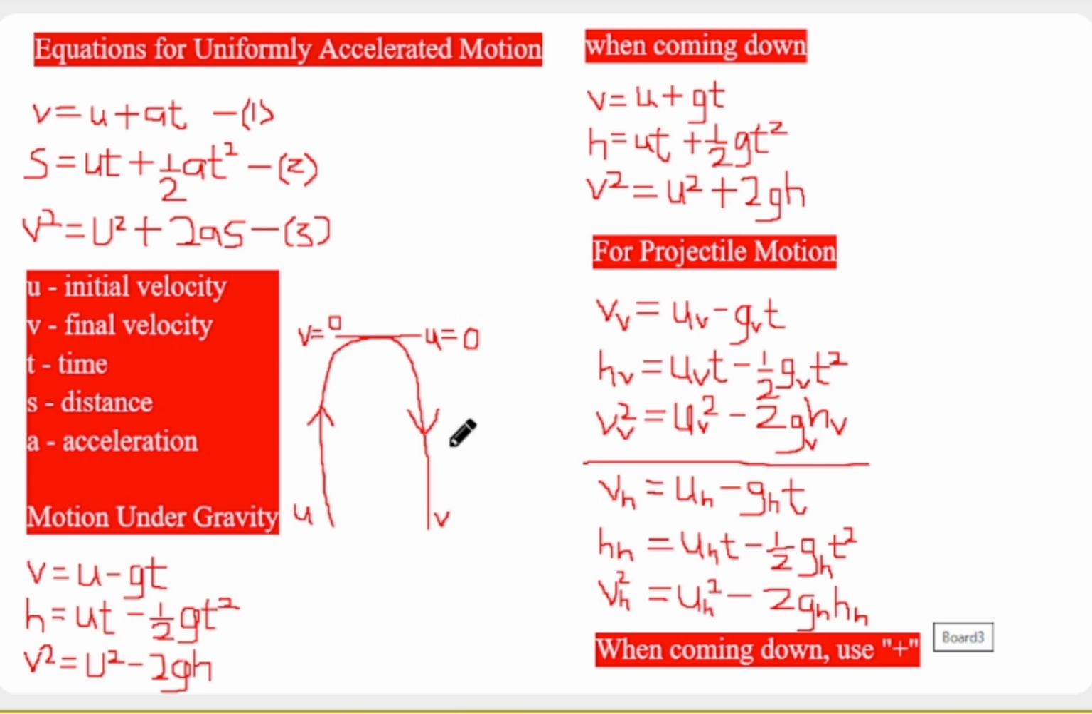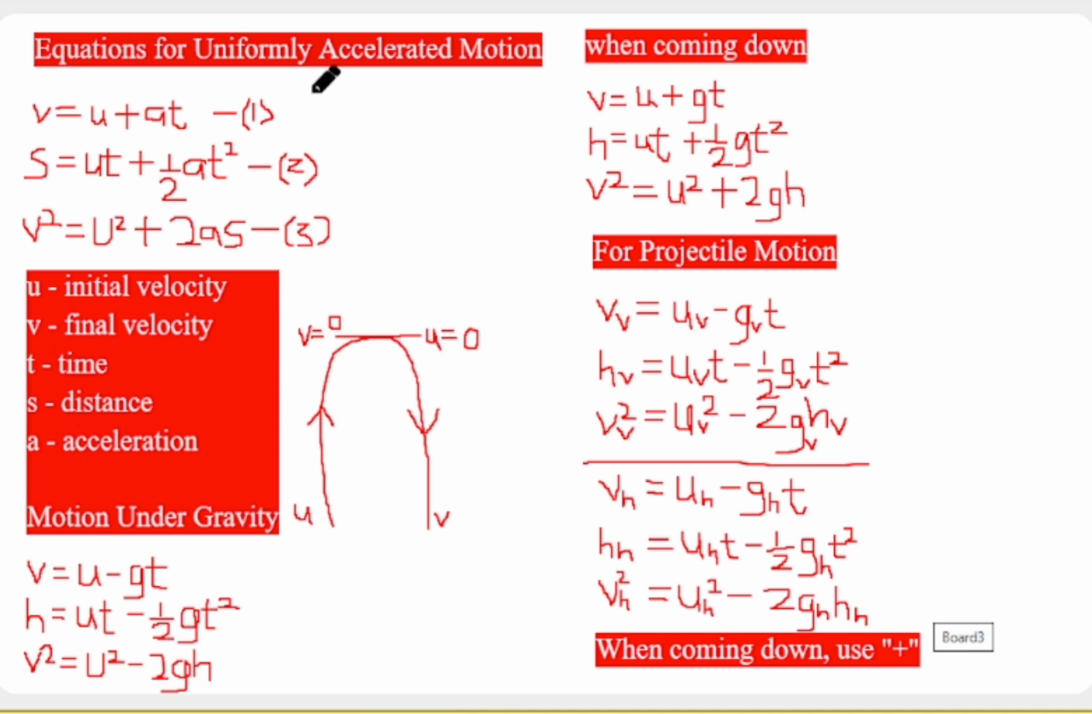and our v, the velocity, keeps increasing for that object when it is coming down, until it gets to a maximum just before it falls to the ground. So while going up, the velocity of the object is decreasing. While coming down, the velocity of the object keeps increasing.